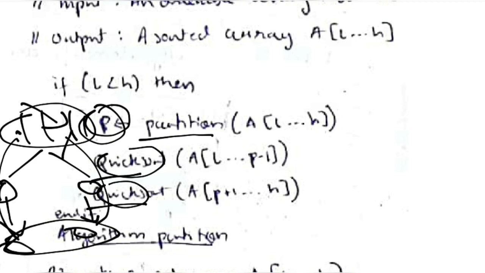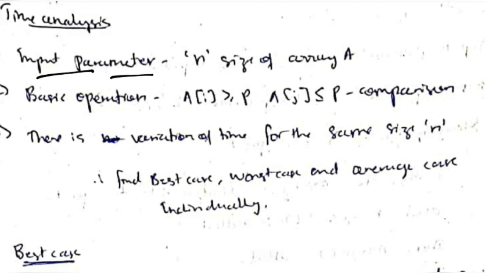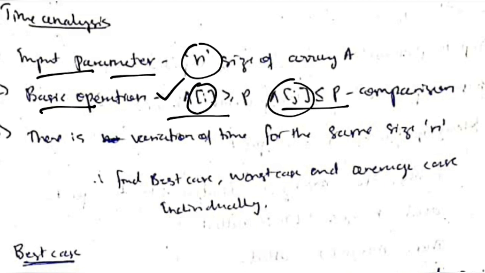Okay, coming to the time analysis, the input parameter is n, meaning the size of the array. What's the basic operation? It's the comparison. There are two comparisons: the first one is for A of I, and the second is for A of J.